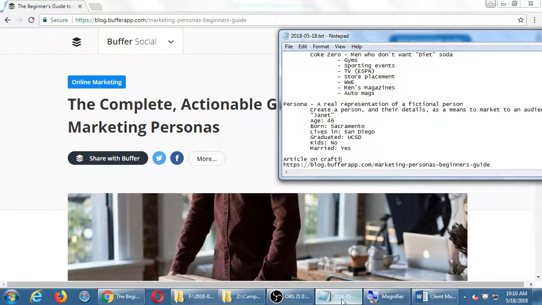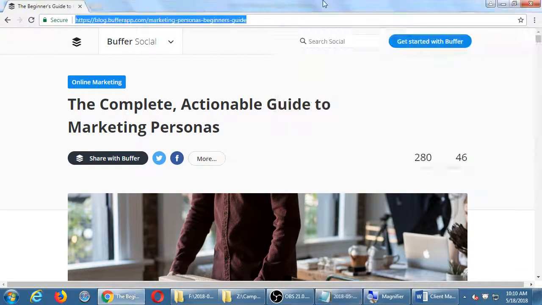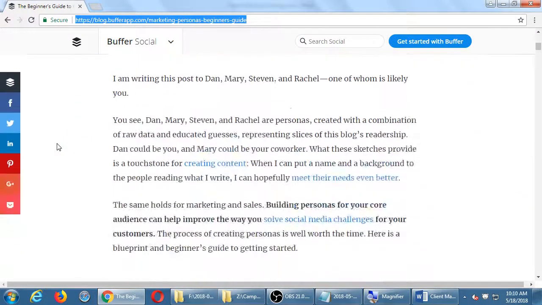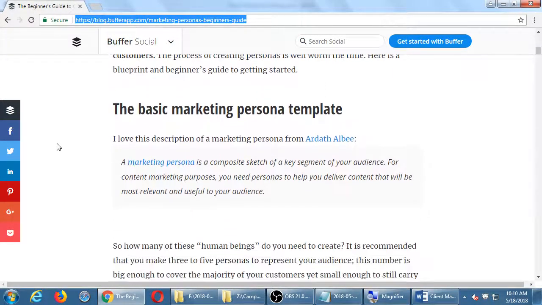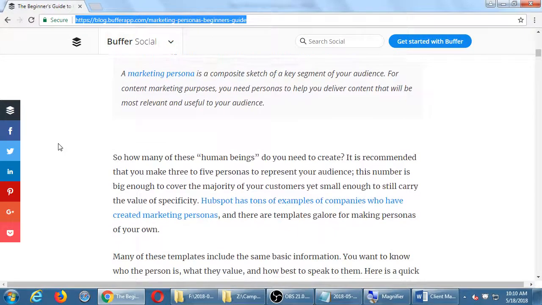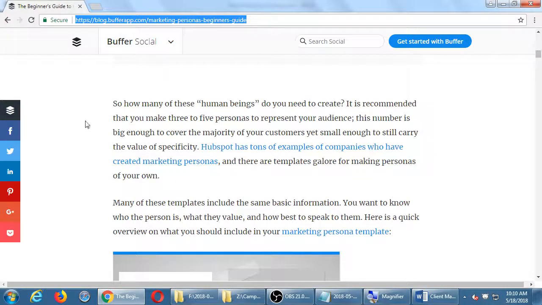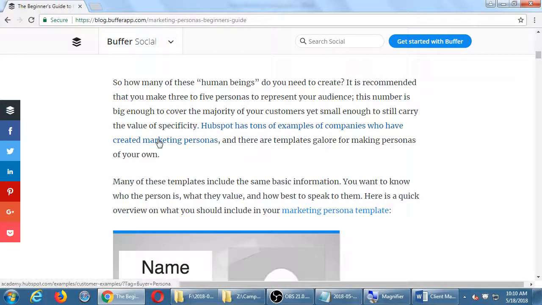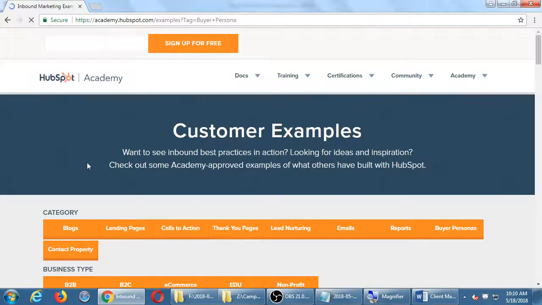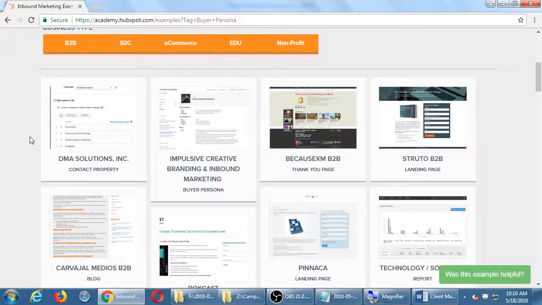Article on crafting personas. Let's see what they say. A marketing persona is a composite sketch of a key segment of your audience. For content marketing purposes, social media and such, you need personas to help you deliver content that will be most relevant and useful to your audience. It is recommended that you make 3 to 5 personas. You can actually see examples on one of the links.